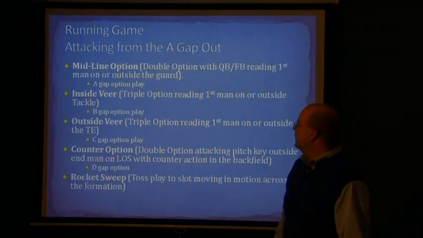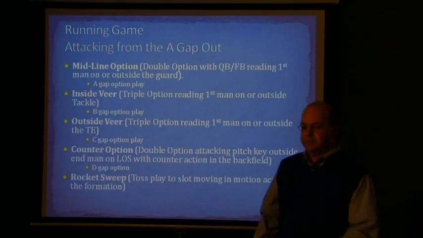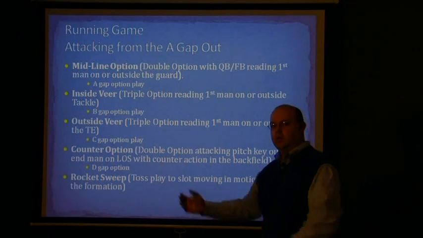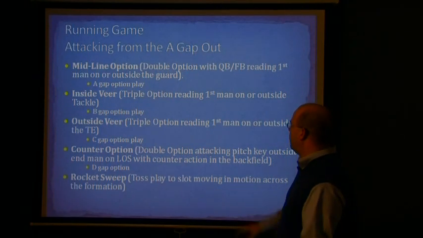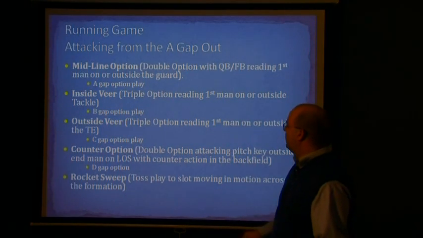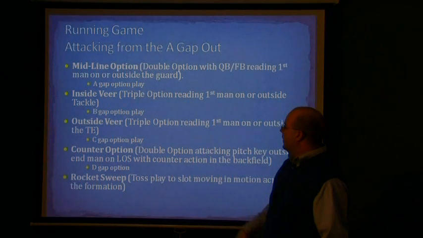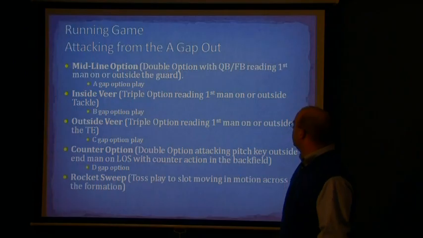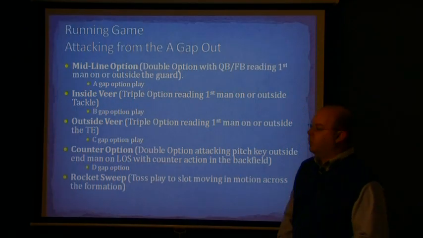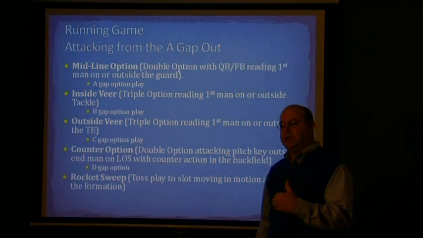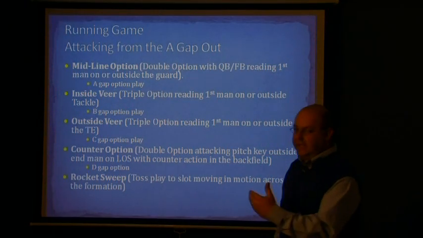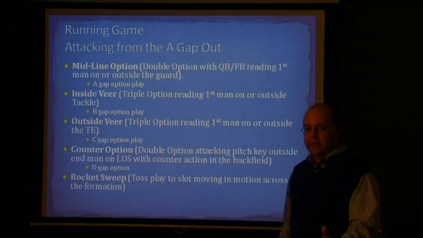So what we do is, like I said earlier, when we first sat down, we said, we want to be able to attack from the A gap all the way to the outside. And there are plays that we run that allow us to do that. Obviously, the first play up there, the midline option, is a double option with the quarterback and the fullback. And what we do on our midline is we read the first man on or outside the guard. And that is obviously our A-gap option play.